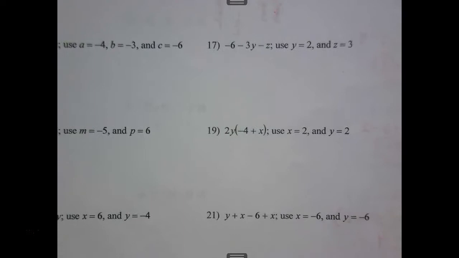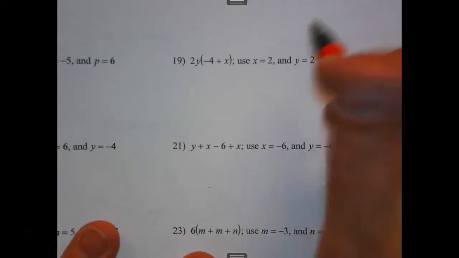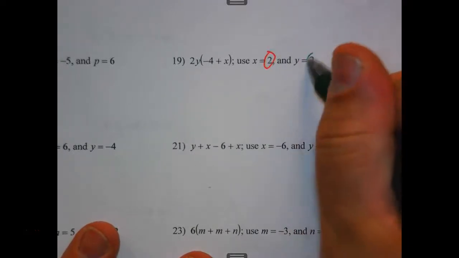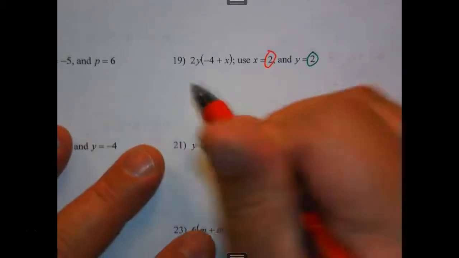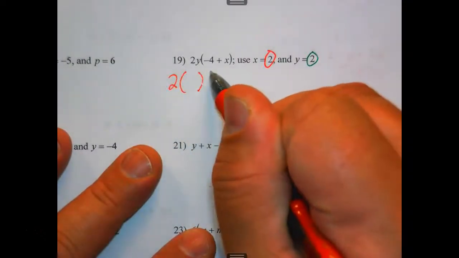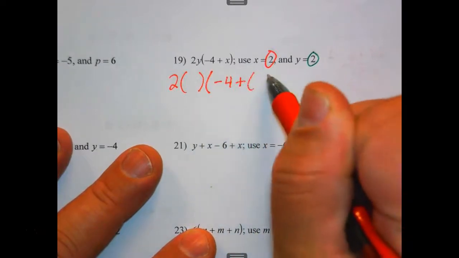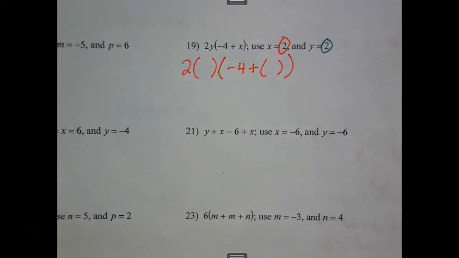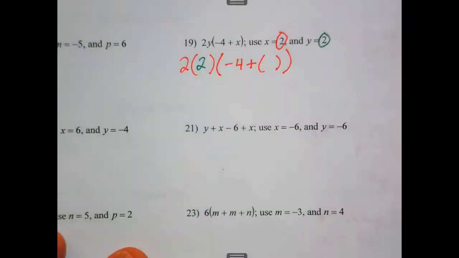Let's try 19. So x is 2, y is 2. So wherever I see a variable, I'm going to put in 2. That's 2 times y times parentheses -4 plus x. I'm going to put in parentheses for x, then close that setup. So y is 2 and x is 2.